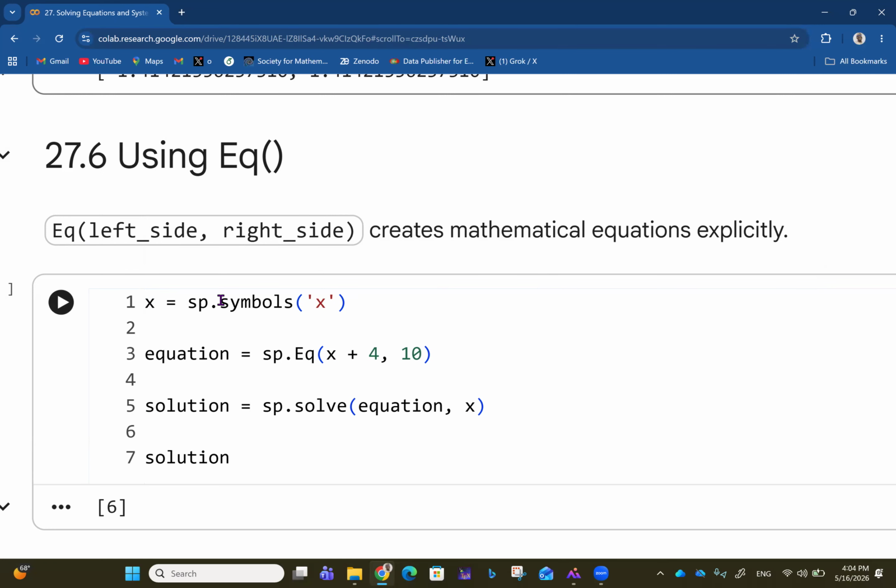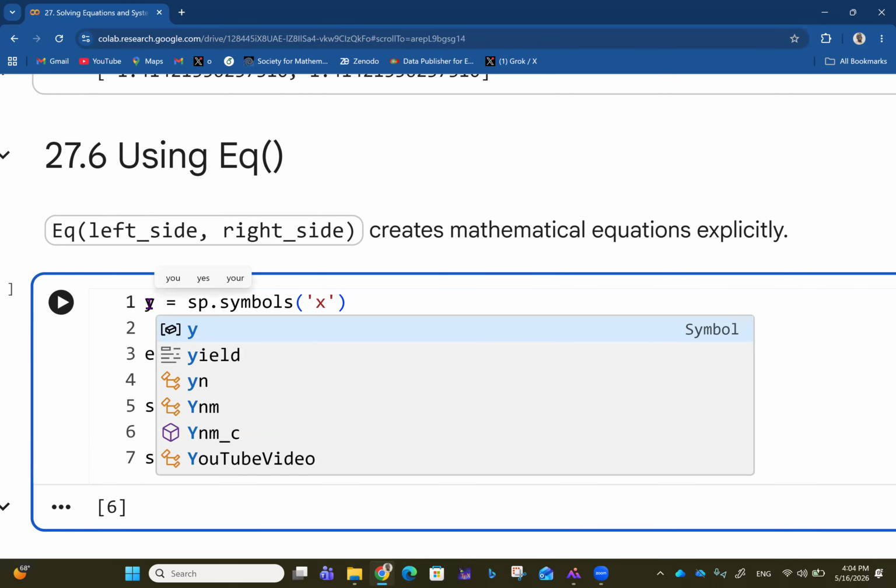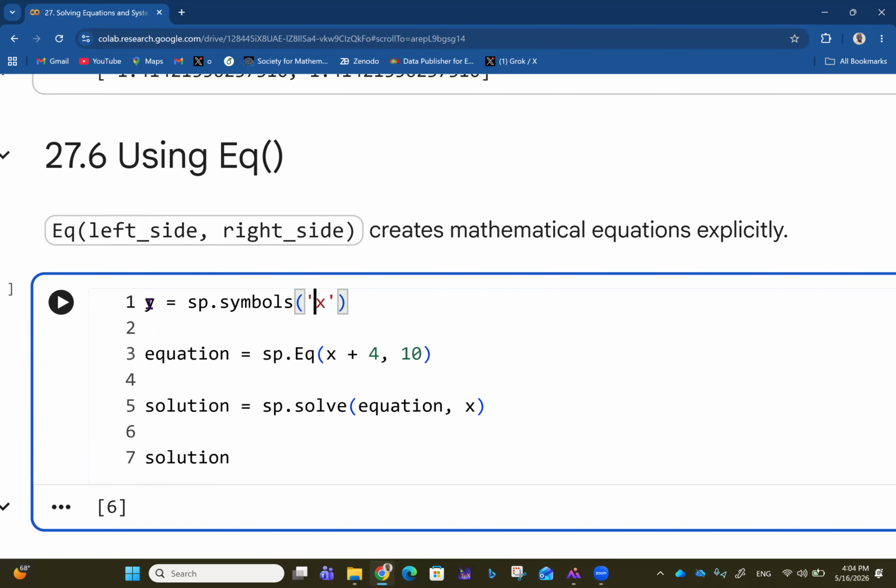It doesn't have to be X, it can be anything, like I've been saying. So let me make this one Y this time around. So Y equals sp.symbols, then we create Y and then the equation now. So this is how you declare the equation. The Eq function is coming from the SymPy library. So you're solving Y plus 4 equals 10.